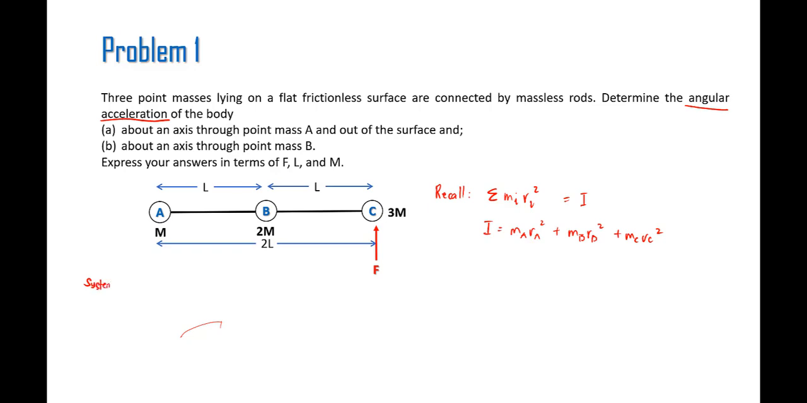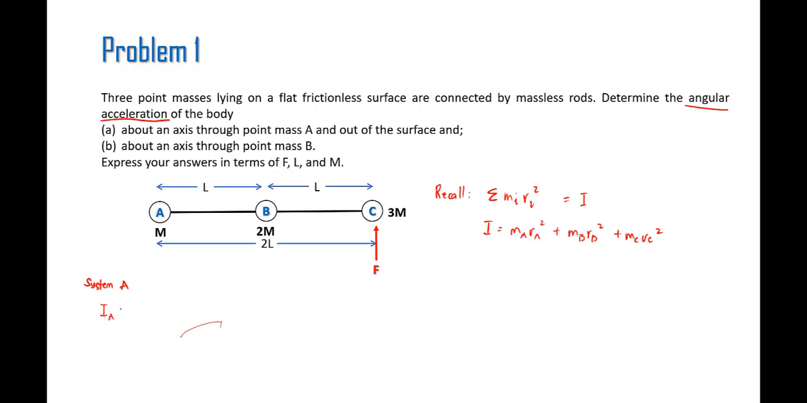So again, system A is this system, but its axis of rotation is through point A. Such that if we apply a force with magnitude F, this whole system will rotate counterclockwise about this axis. Okay?